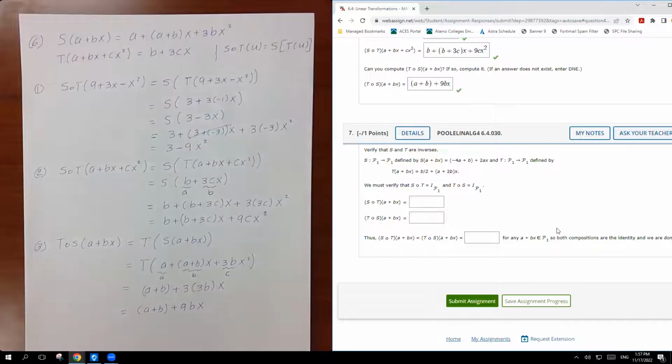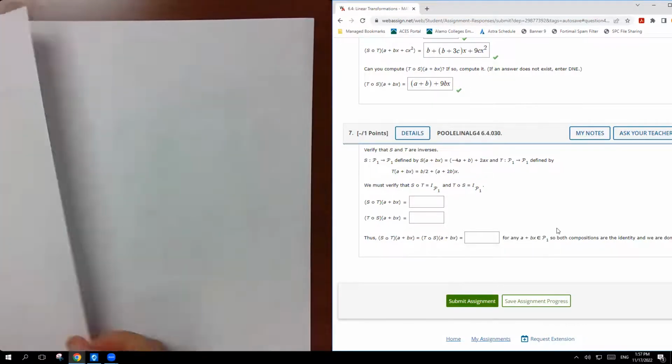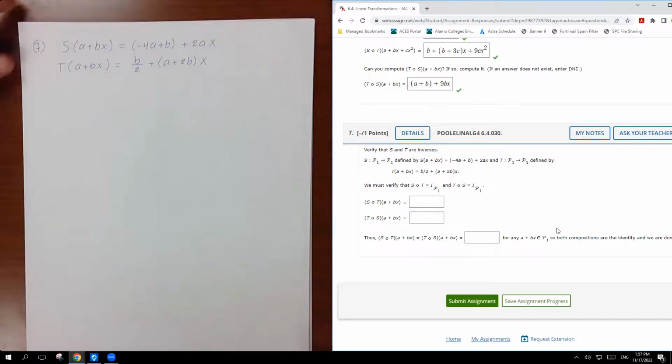On example 7, they're telling you S is defined from P1 to P1 by S of a plus bx is negative 4a plus b plus 2ax. And the transformation T from P1 to P1 defined by T of a plus bx is going to be b over 2 plus a plus 2bx. First of all, we need to verify that S composite with T is going to be I with the P1, and T composite with S is going to be I with P1.